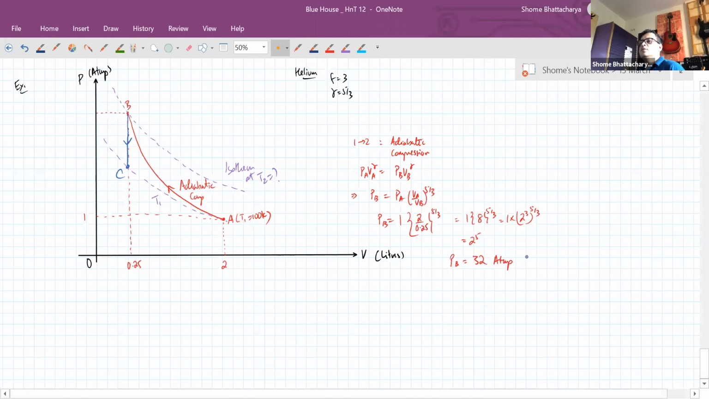Okay. So now once I know this pressure, I also know that PA upon TA is equal to PB upon TB. Okay. So 1 atmosphere into 2 liters divided by 100 Kelvin is equal to 32 atmospheres into 0.25 liters divided by the new temperature. So temperature at the point B should become 400 Kelvin.